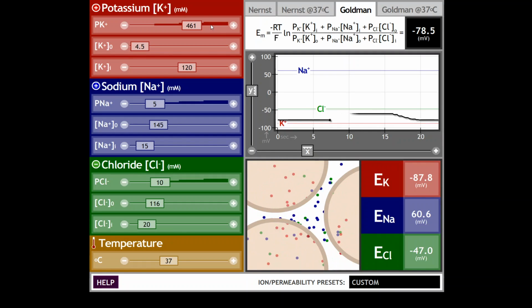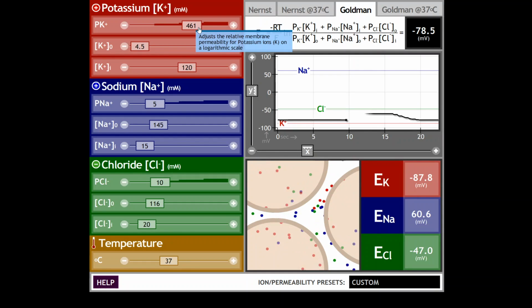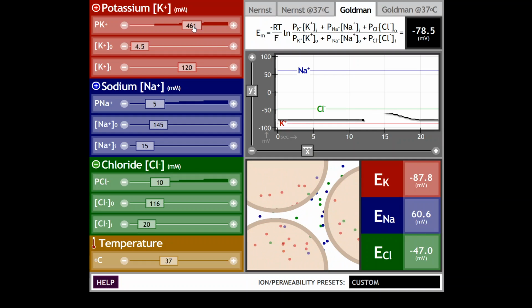Now, you might ask yourself, what would happen if we just keep cranking up this number? If we just open more and more potassium channels, will the membrane potential just become more and more negative? Would it get to negative infinity? And so let's find out.